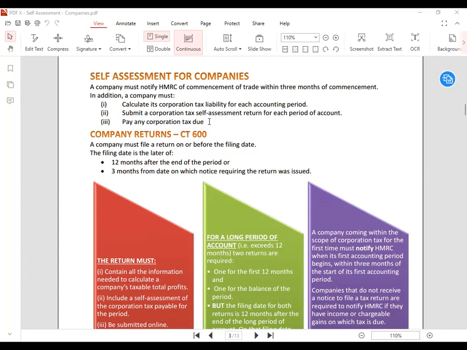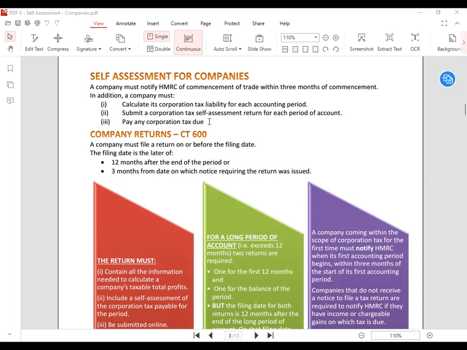For companies, the return is called CT600. CT600 means a return in which companies file their TTP. That is, all the workings of TTP, all the computation of income for companies, and the 19% corporation tax liability are done in a format which is known as CT600. Got my point?